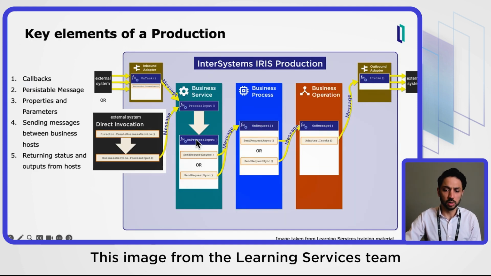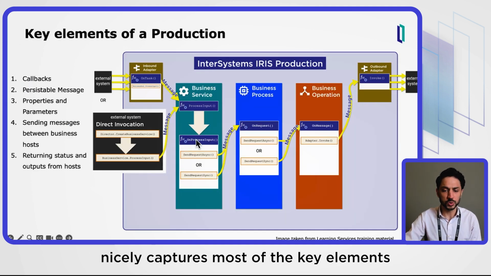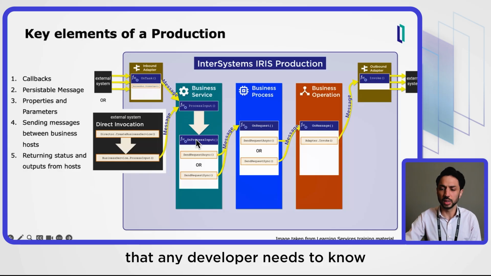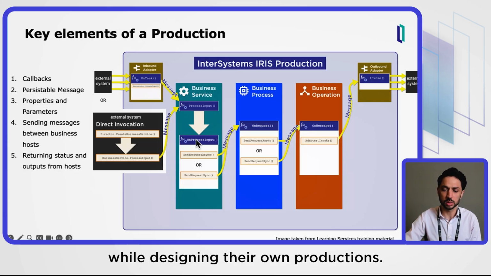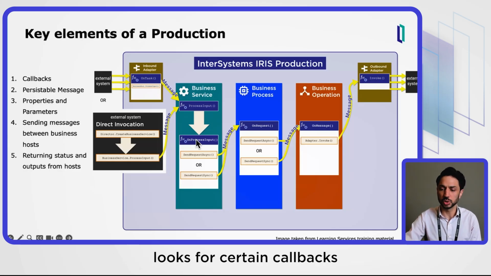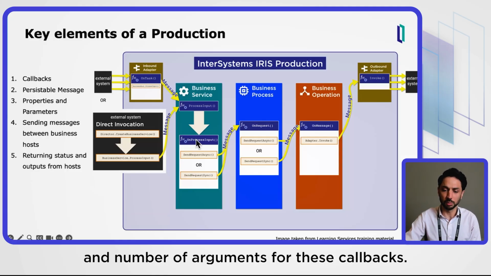This image from the Learning Services team nicely captures most of the key elements that any developer needs to know while designing their own productions. The message passing and persisting engine looks for certain callbacks in each business host. For instance, the onProcess input method for a business service. The engine also expects a certain order and number of arguments for these callbacks.